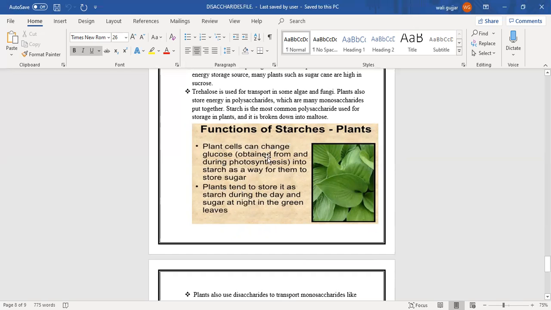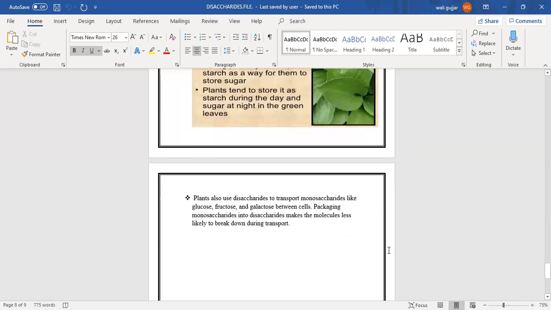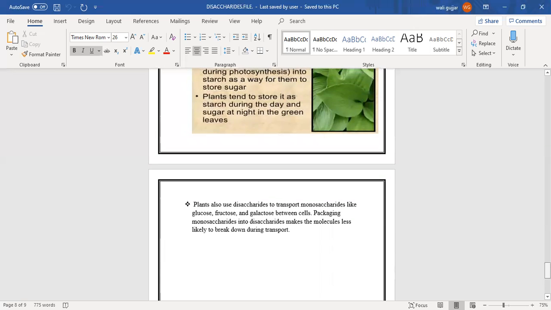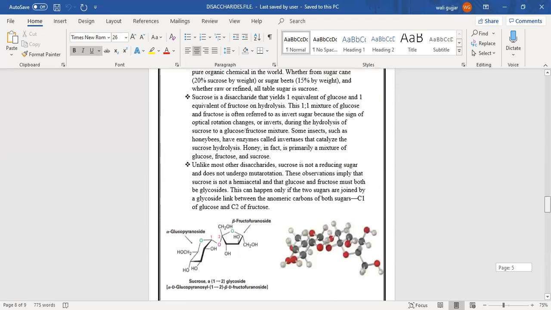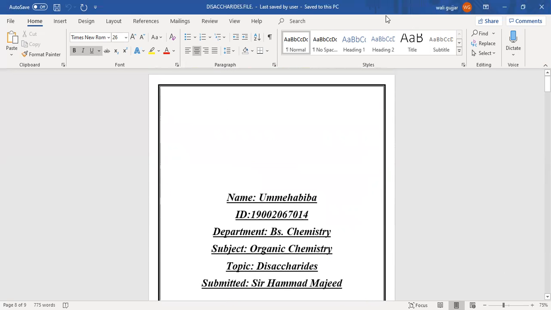Plant cells can change glucose into starch as a way for them to store sugar, and plants tend to store it as starch during the day and sugar at night in the green leaves. Plants also use disaccharides to transport monosaccharides like glucose and fructose between cells. Packaging monosaccharides into disaccharides makes the molecules less likely to break down during transport. So these are some examples of disaccharides, the functions of disaccharides, and the introduction of disaccharides. Thank you.